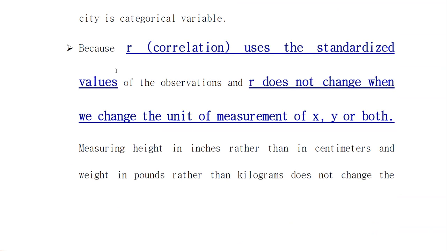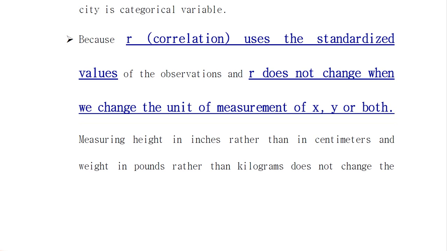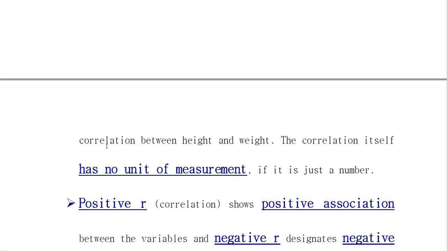Next, because correlation uses standardized values of the observations, R does not change when we change the unit of measurement of x, y, or both. For example, measuring height in inches rather than centimeters and weight in pounds rather than kilograms does not change the correlation between height and weight. Correlation is independent of unit of measurement. It is just a number.